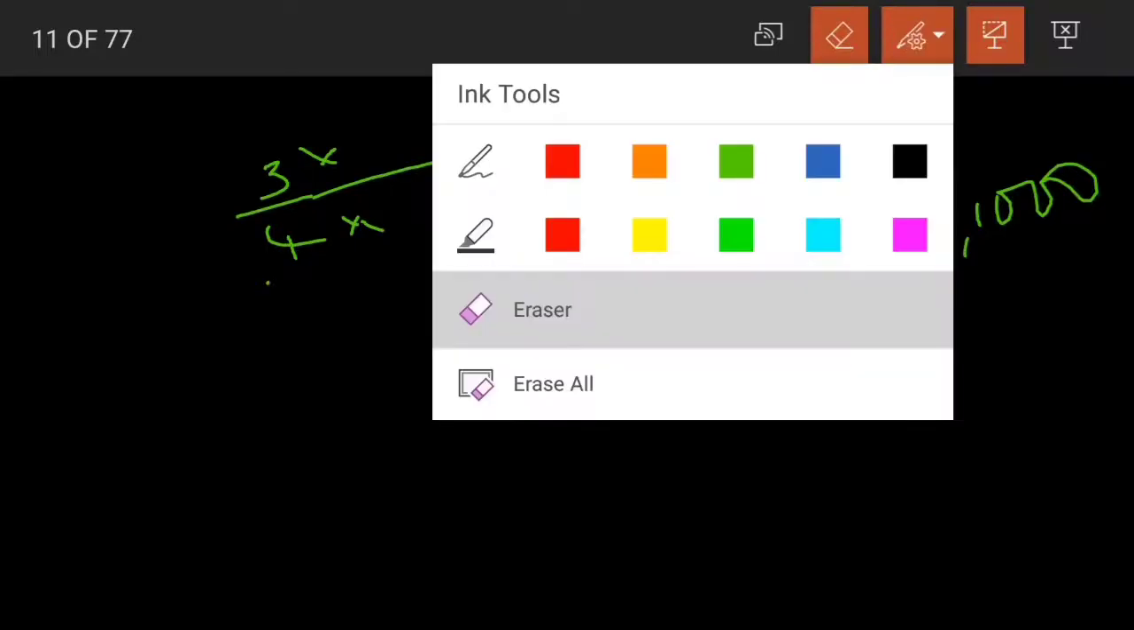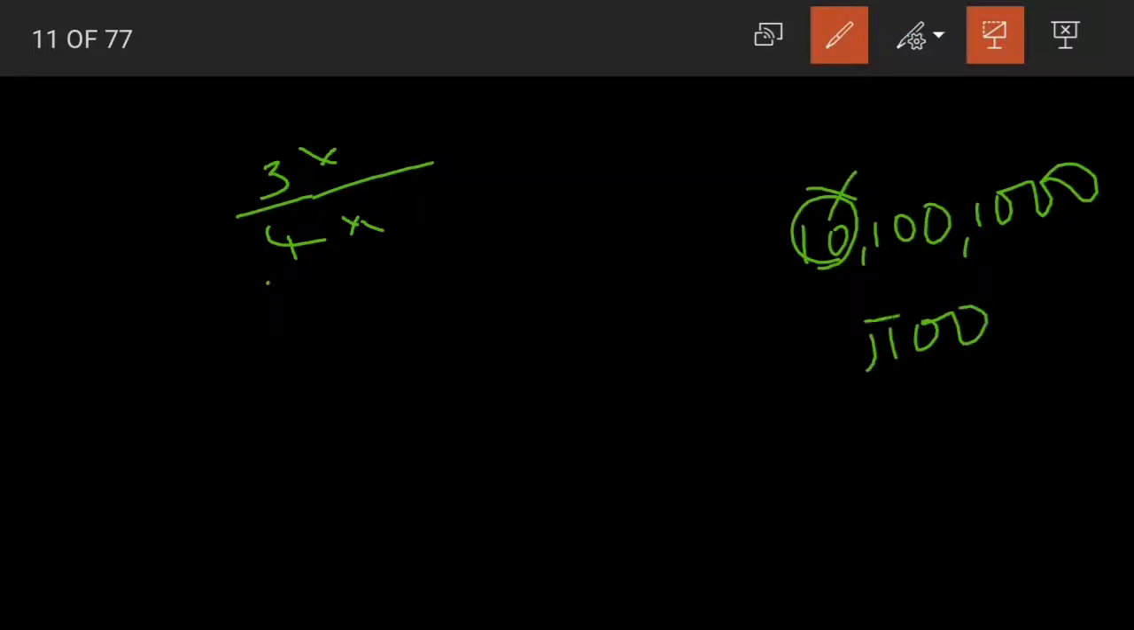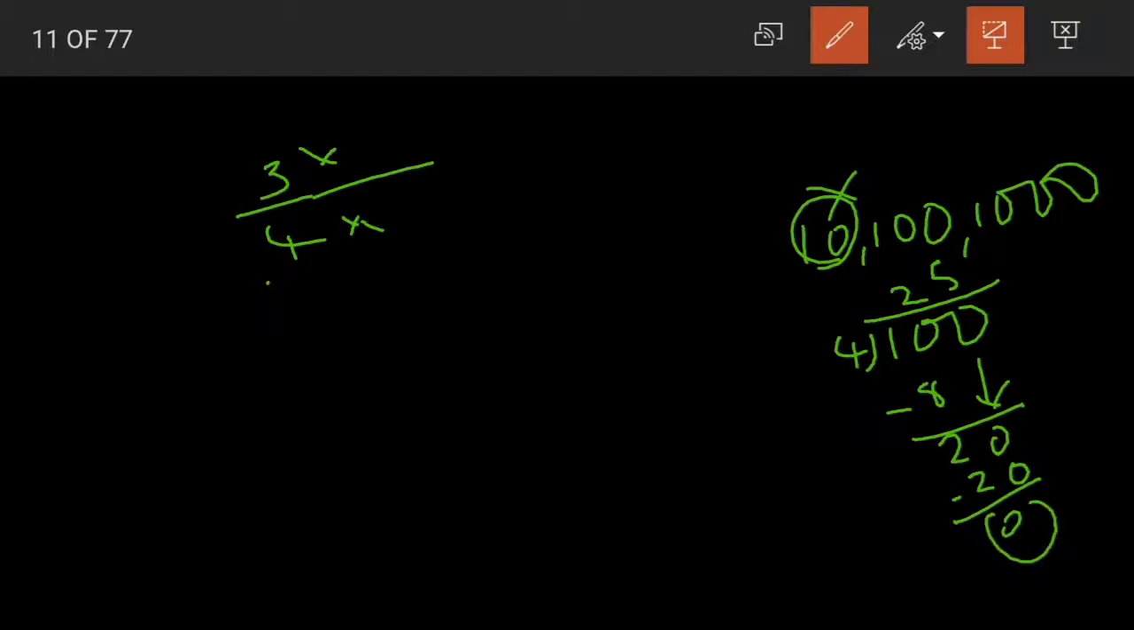Let us divide 100 by 4 and see how many times it goes. 4 twos are 8. When we subtract, 2 is remaining. 0 brought down. 4 5s are 20. When we subtract, 0 is our remainder. So 4 divides our 100 exactly, and by how many times? 25 times. So 4 into 25 is equal to 100. Understood, children? 4 into 25 is equal to 100.